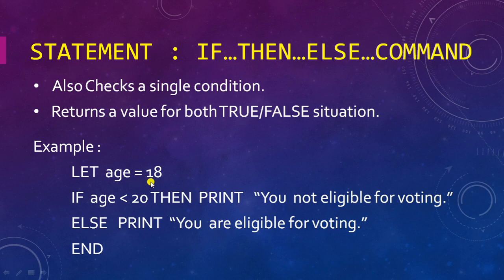So here age equals 18. If age less than 20, then you are not eligible for voting. But यहाँ पे अगर age 25 होता तो क्या होता? Let's suppose the value of age is 25. So age is having value 25. 25 is less than 20? No, it is not less than 20. Then it will not go to this section. It will straightly come to the else section.